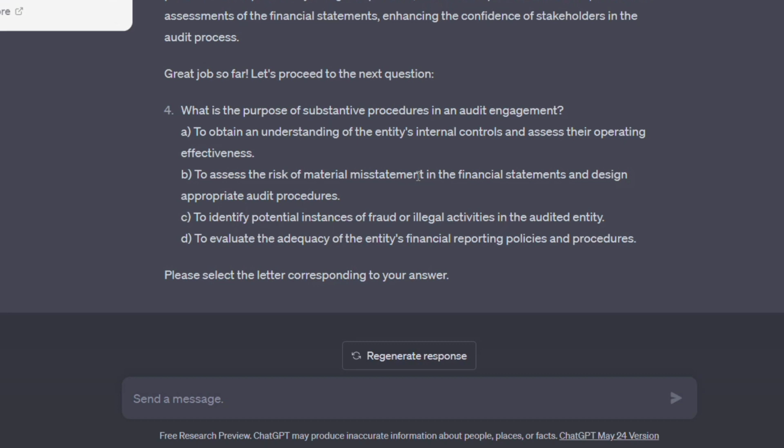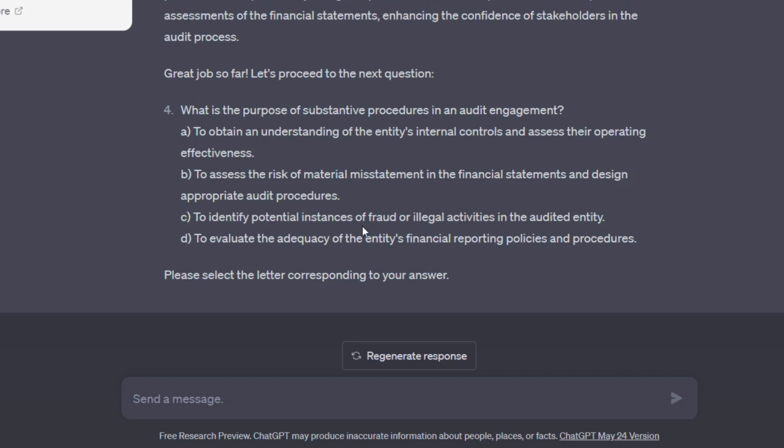Okay, not the substantive procedures is the source of designing audit procedures. Actually, substantive procedures is synonymous with the audit procedures already. Although audit procedures is much more generic because it includes audit planning, test of controls, and substantive procedures. Okay.